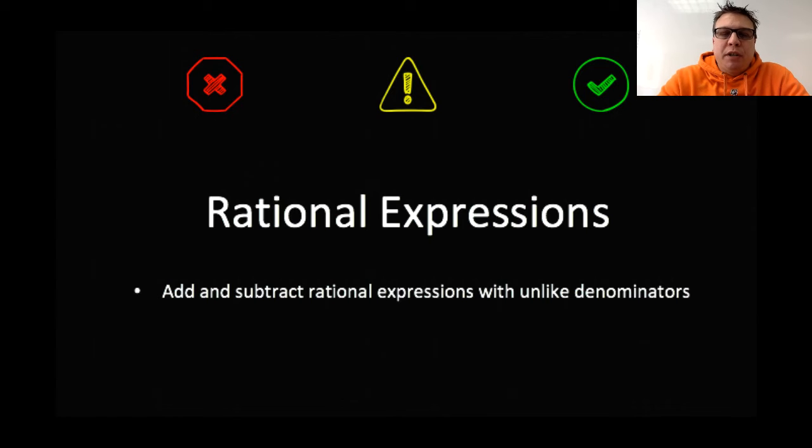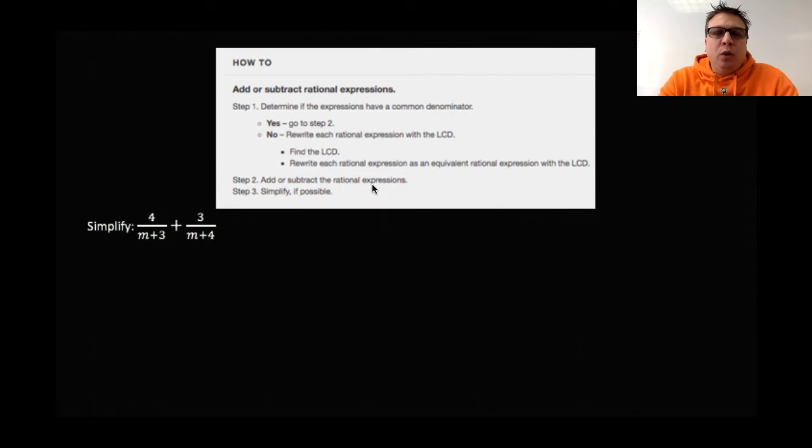Back to rational expressions, and in this case we're going to add and subtract rational expressions when we have unlike denominators, where the ones we looked at previously had either common denominators or we were just trying to figure out what the least common denominator was. So now we're looking at two completely different denominators, and we've got to figure out what the LCD is and then write equivalent fractions.